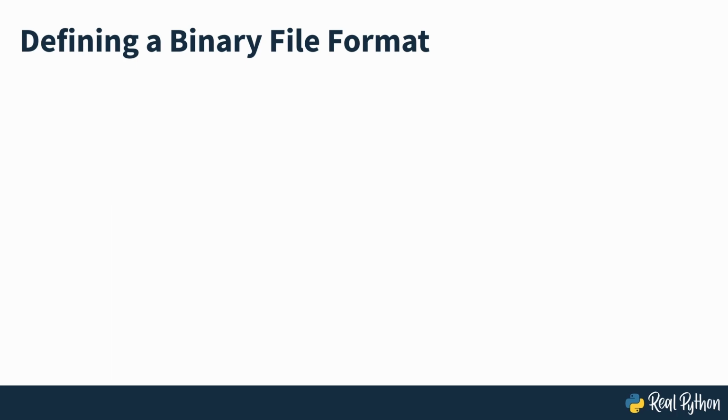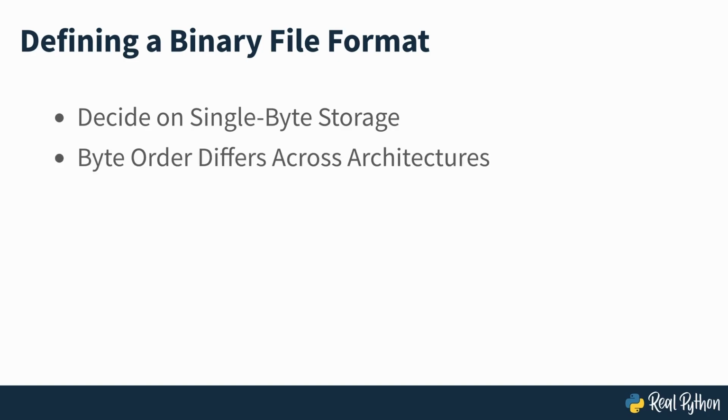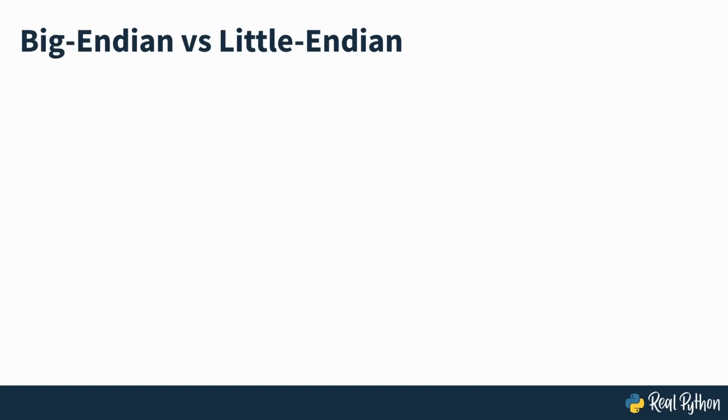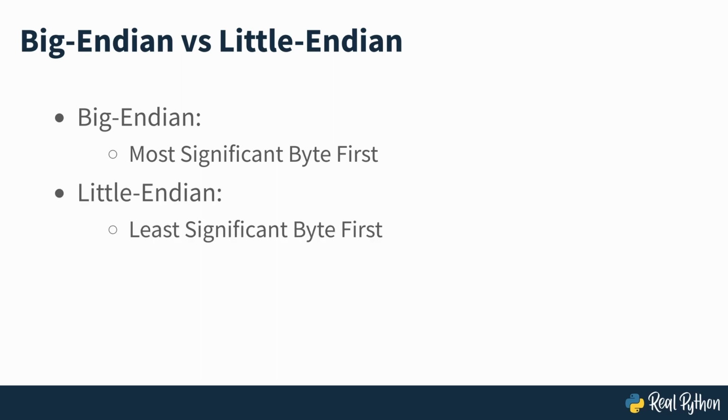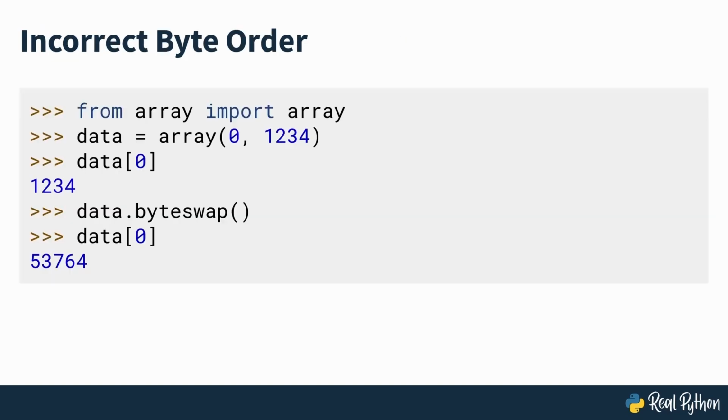When defining a binary file format, the first thing you need to decide on is whether you'll store values that can fit in a single byte or more. The reason is that different computer architectures have different endianness, which is a fancy way of saying that they read a sequence of bytes in the opposite order. The two standards for byte order are called big endian and little endian. In big endian, the most significant byte comes first, while in little endian, the least significant byte comes first. If you wrote a numeric value using one standard, but read it with another, then you'll get a garbled result, just as if you applied the wrong character encoding.